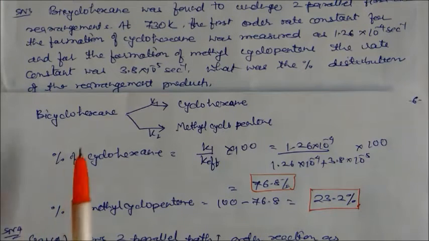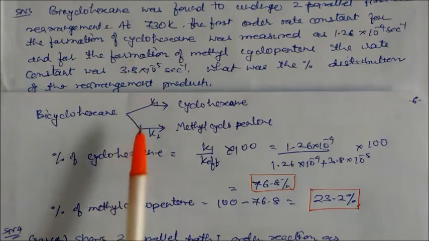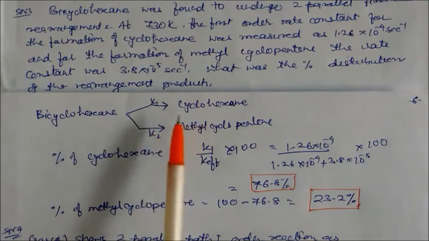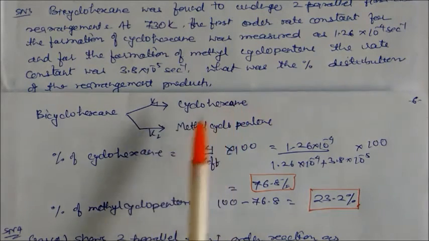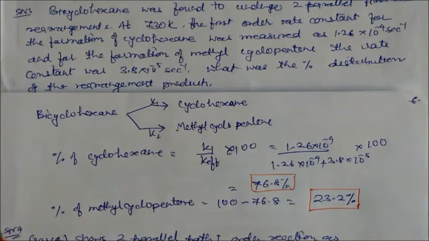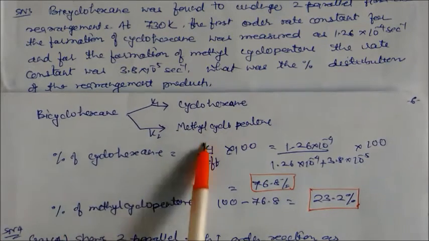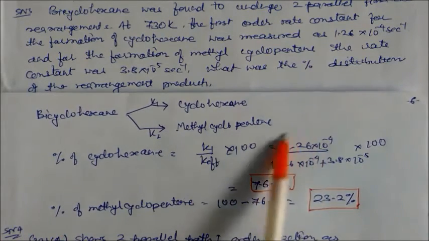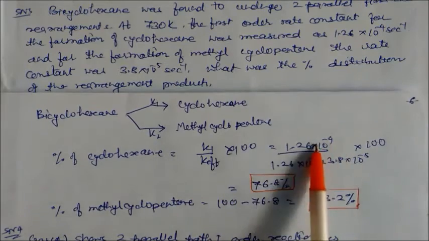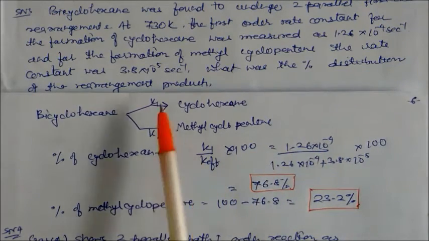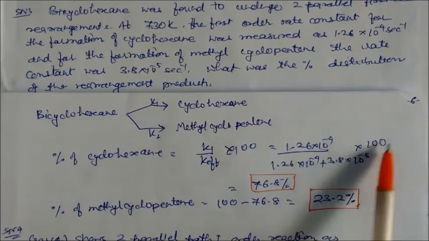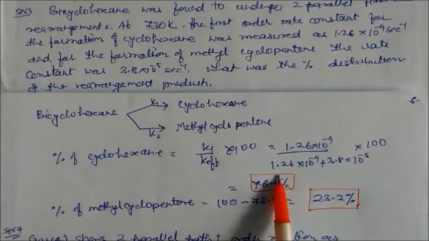So bicyclohexane is undergoing two parallel reactions. K1 and K2 are the rate constants respectively. So they are giving cyclohexane and methylcyclopentane. So the percentage of cyclohexane will be K1 by K effective into 100. This is the value given, divided by K effective, which is nothing but K1 plus K2. So K1 is given, K2 is given. If you solve it, you will get 76.8%.